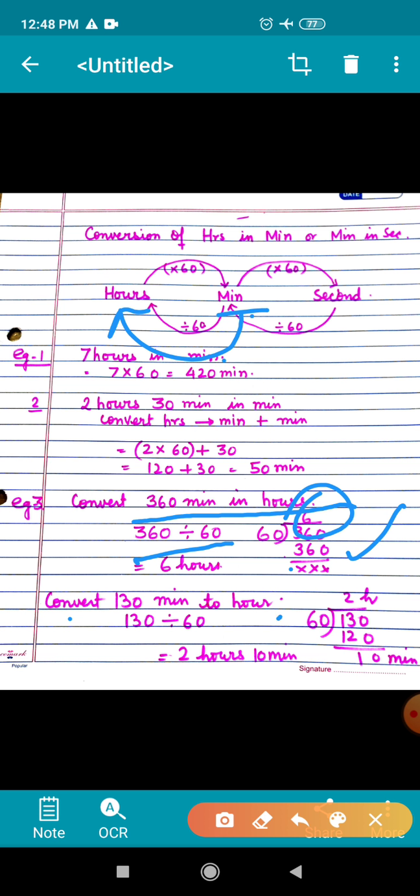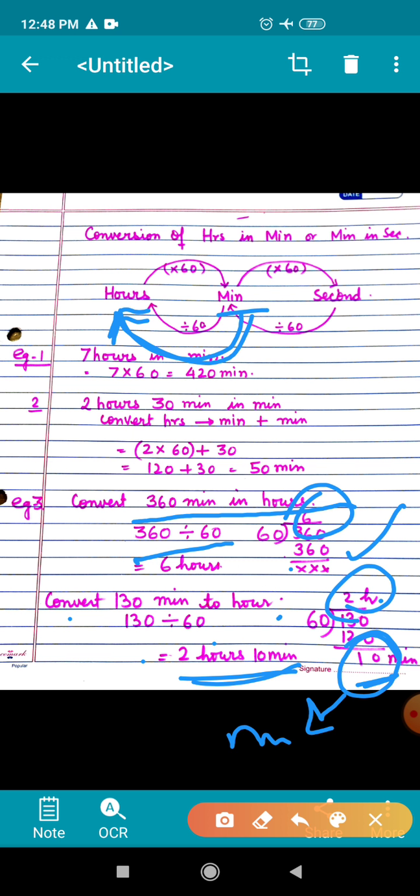Similarly minutes to hours, what we will do? Divide by 60. 130 divided by 60, it will go 2 times and 10 is a remainder. So this will be the minutes and the quotient will be hours. So the answer will be 2 hours 10 minutes.